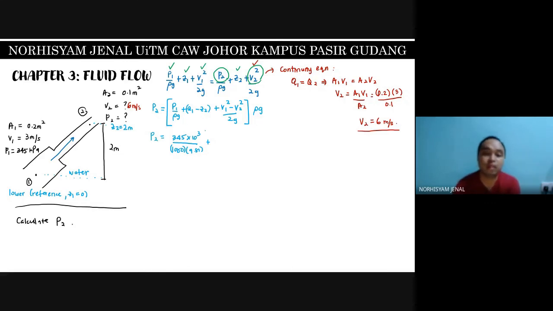Okay, so P2 over here should equal Z1 minus Z2, which is 0 minus 2, plus V1, which is 3 squared, minus V2, which is 6 squared, divided by 2 times 9.81. Okay, and every single one of them will be multiplied by rho 1000 and G 9.81. Okay, so P2 should equal, let me calculate this.